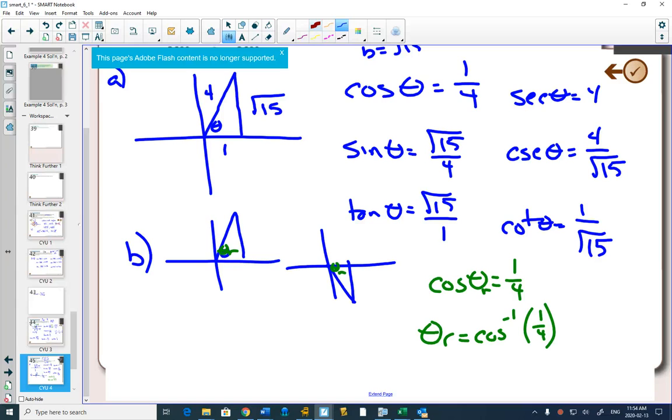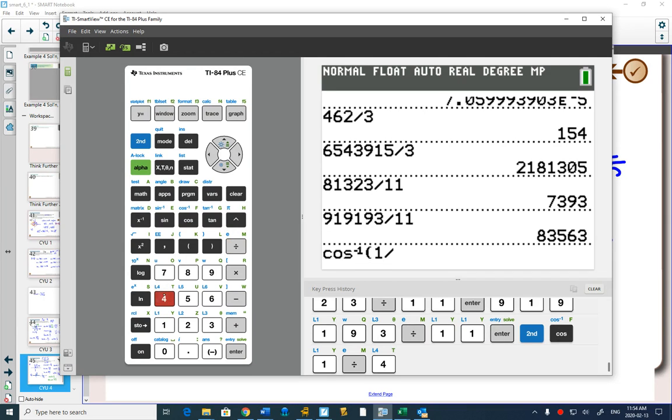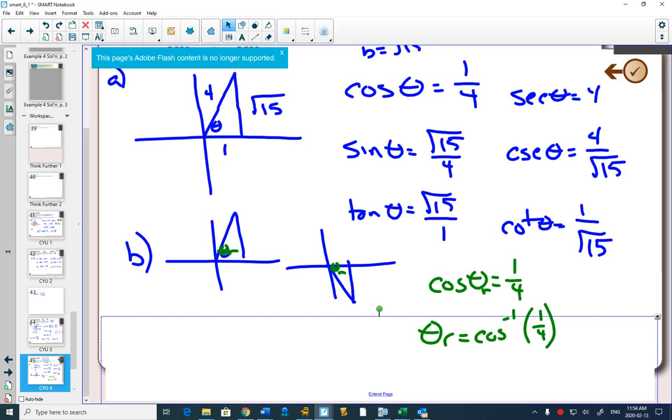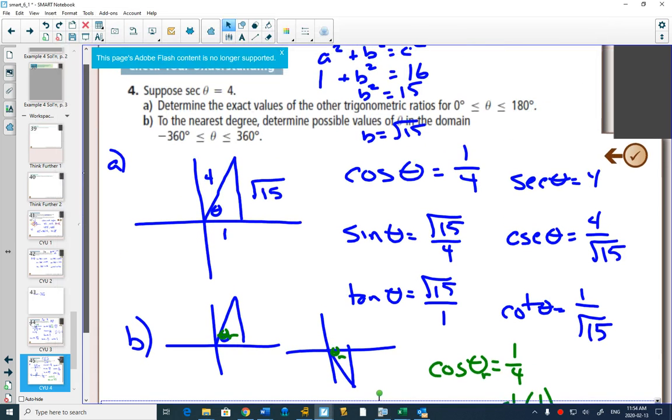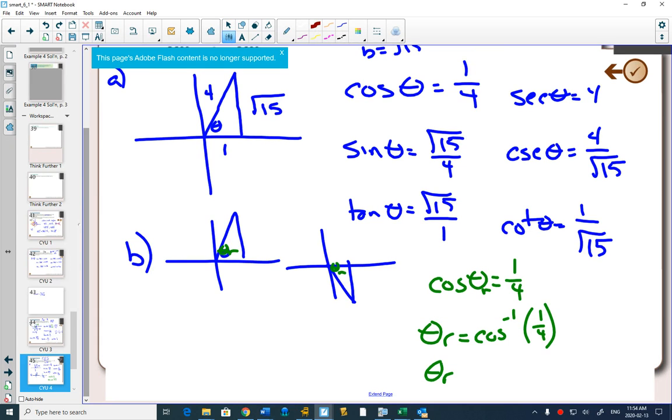So I go to my calculator. Now I'm going to have to do second inverse. So cos inverse of 1 divided by 4. And it tells me my reference angle is 75.5 degrees. Just check the rounding here. Does it want it to the nearest degree? So to the nearest degree, my reference angle is 76 degrees.